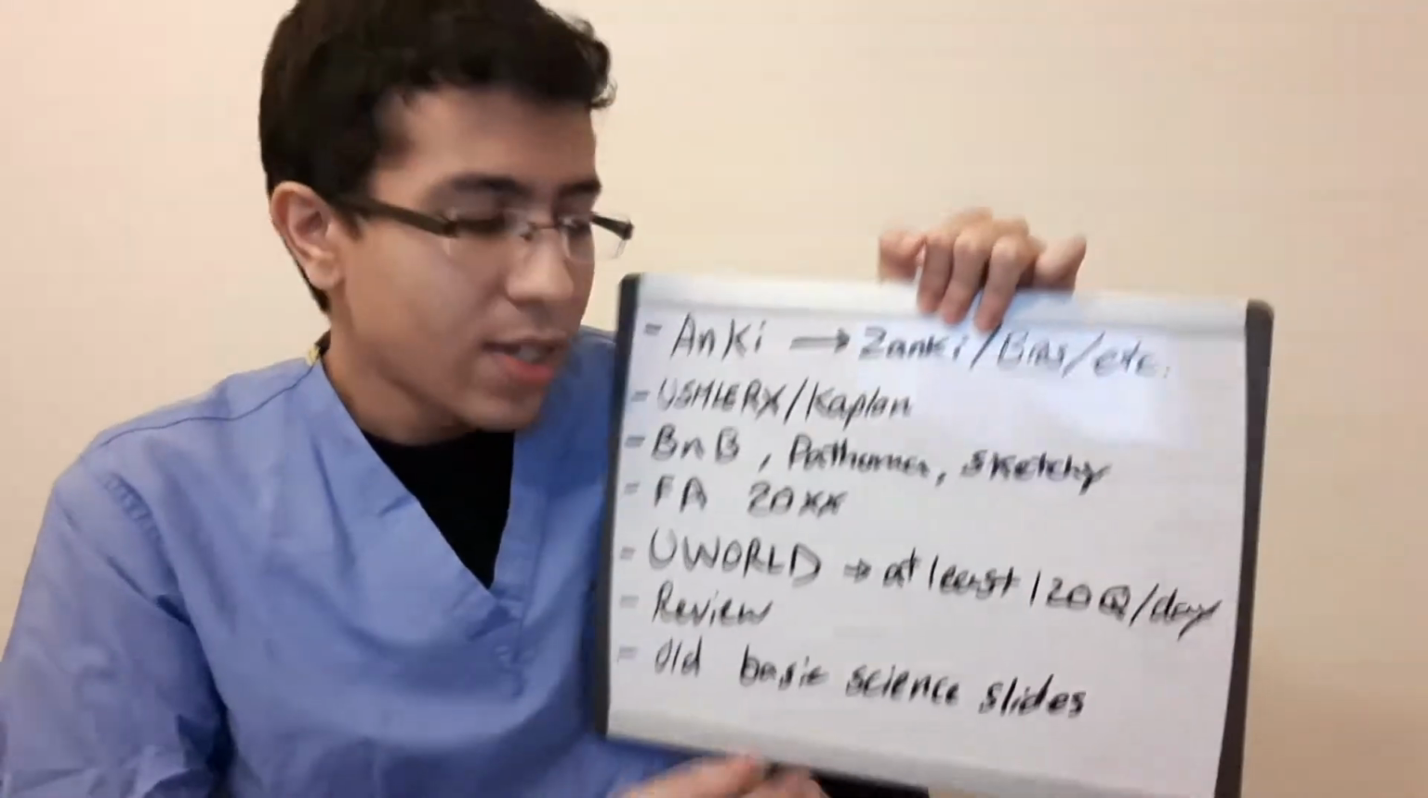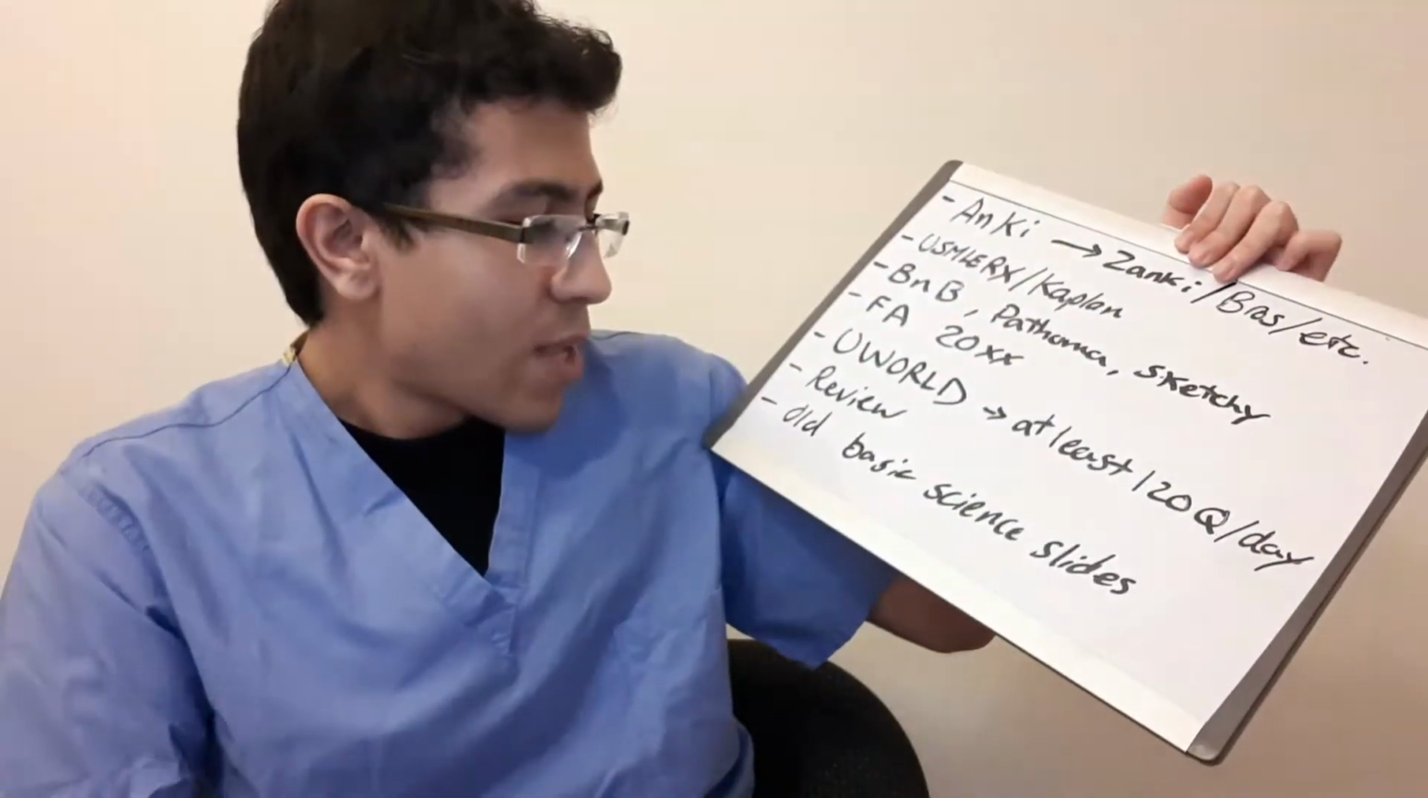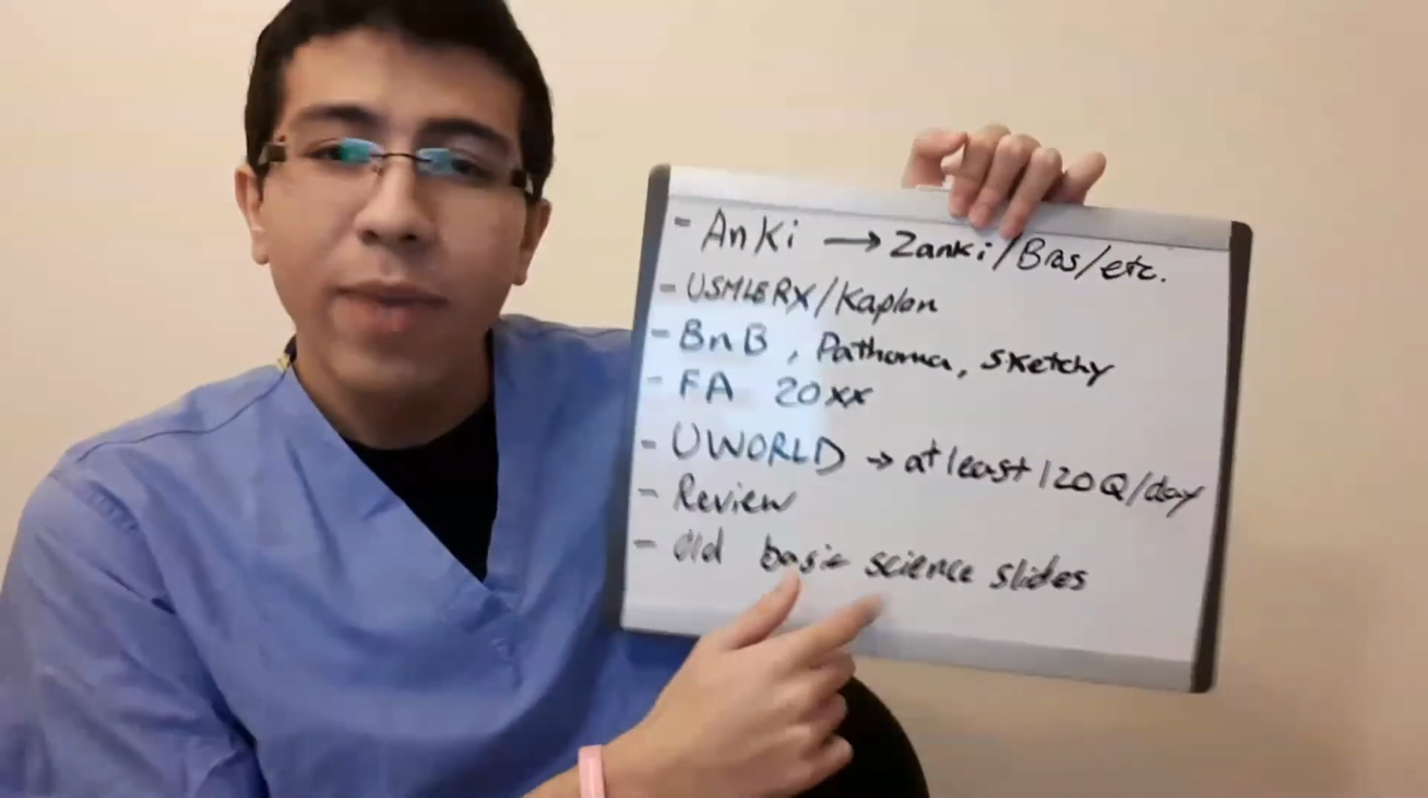And while you're reviewing, you could always refer back to some of your basic science slides from your own school. Like, I think I just really liked our anatomy lectures back in ROS. So I refer to those whenever I had some sort of anatomy question that was obscure and I didn't remember it anymore. And it's just as simple as that.